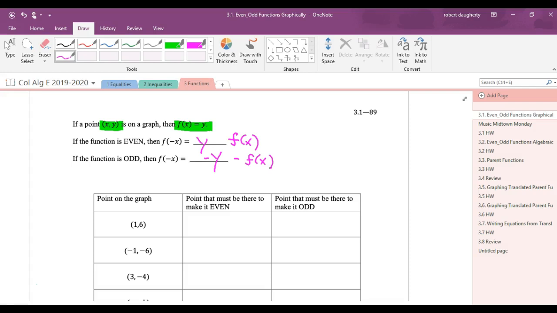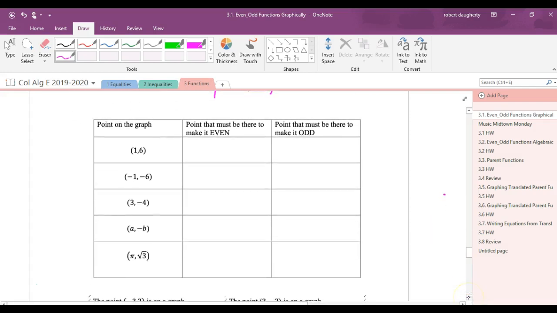So just to drill this home, this is the kind of question you would also see on a quiz or test. If this point is on a graph, okay, what has to be there if it's an even function? What other point? Negative 1, 6, okay? If it's odd, what point has to be there? Yeah, negative 1, negative 6, okay? If negative 1, negative 6 is on the graph, what has to be there if it's even? 1, negative 6. And if it's odd, what has to be there?